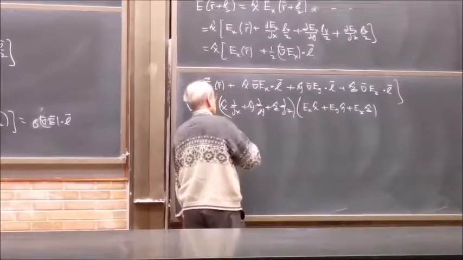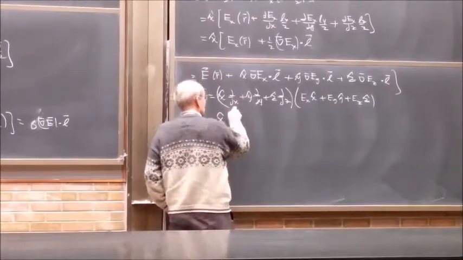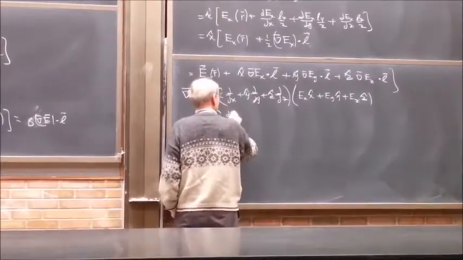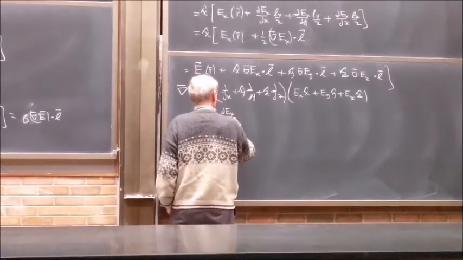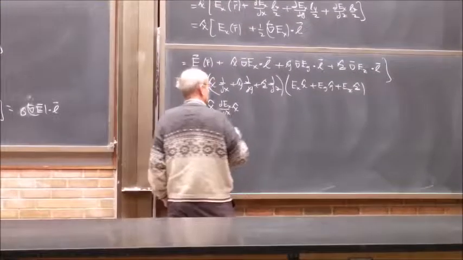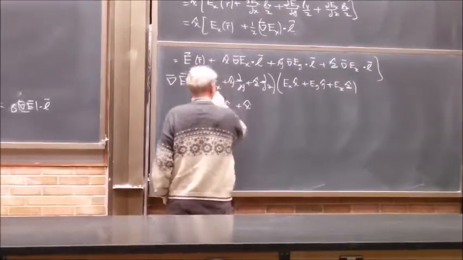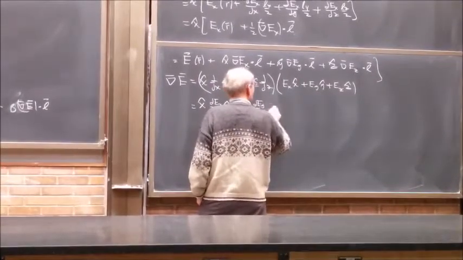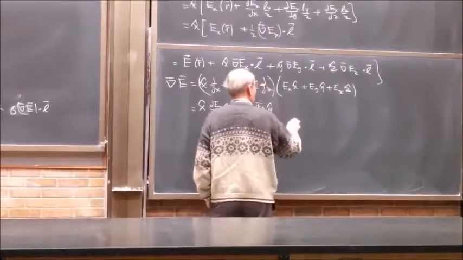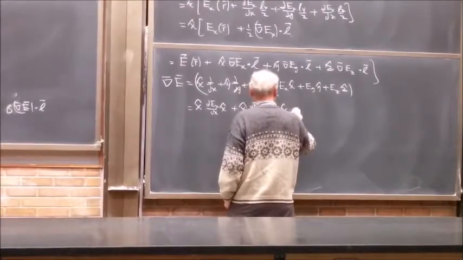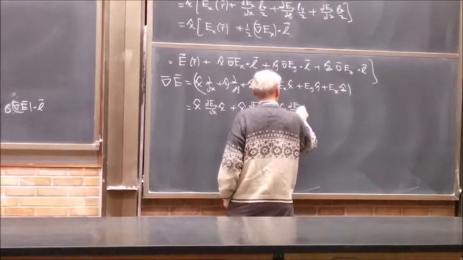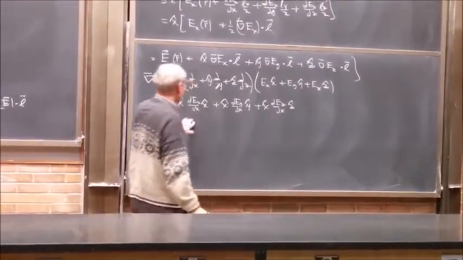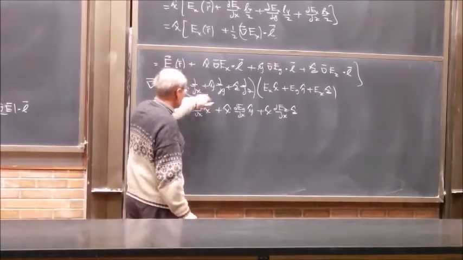And so what did this become? You had an x hat here. d by dx didn't do anything to that. So you had dEx/dx x hat plus dEy/dx y hat plus dEz/dx z hat. So that was this term.